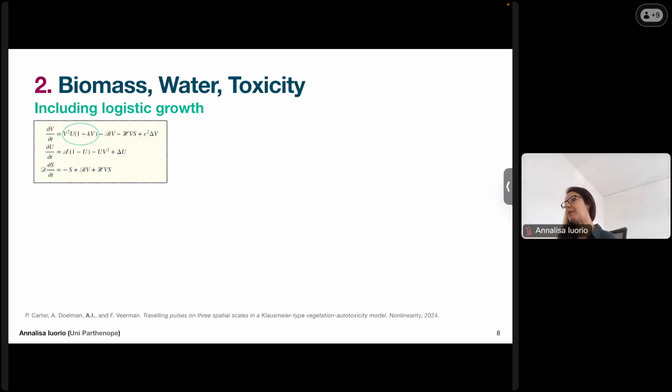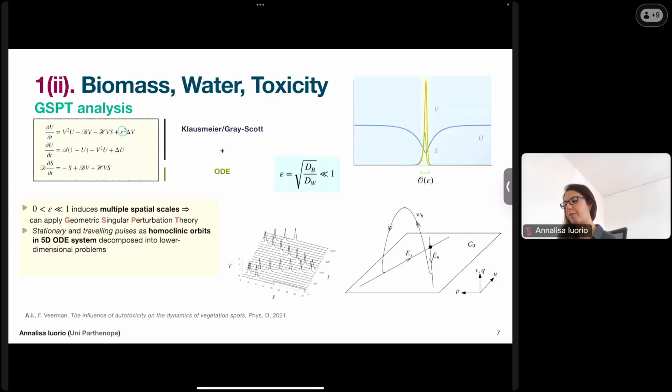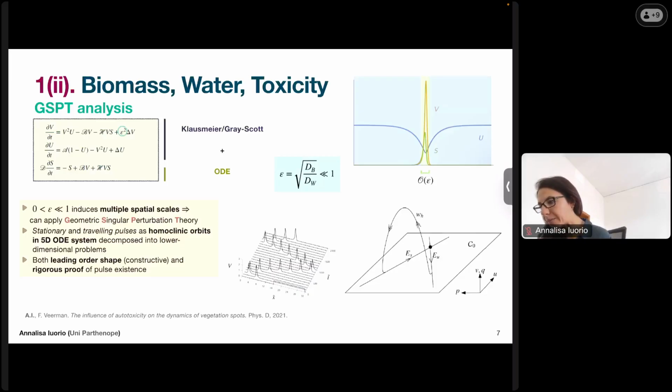Can I ask a question here? Annalisa, can I ask a question here? Yes. I noticed that there's a constant D in the S equation, right? There's a capital D. Yes. Is this also a small parameter, or is this also a separation of scales? Because you mentioned epsilon. Epsilon is a separation of scale between water and biomass, right? Yes. How about the scale between, say, biomass and toxicity, or water and toxicity?